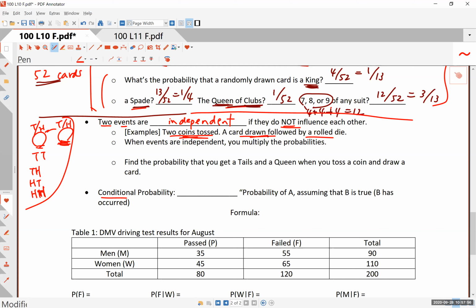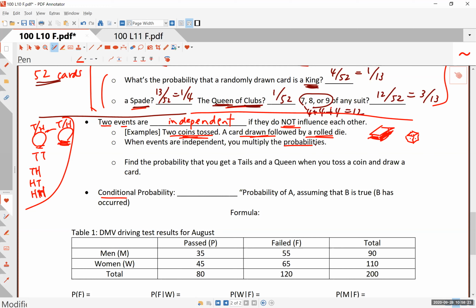When you draw a card from a deck of cards, followed by a roll of a die, remember the result of the die roll is totally independent of the card you pick, because regardless of which card you pick, the roll of a die is independent. So that's what we mean by 2 independent events, okay? When events are independent, you multiply the probabilities.